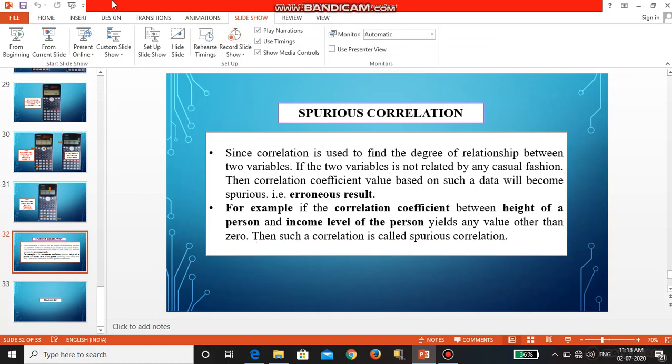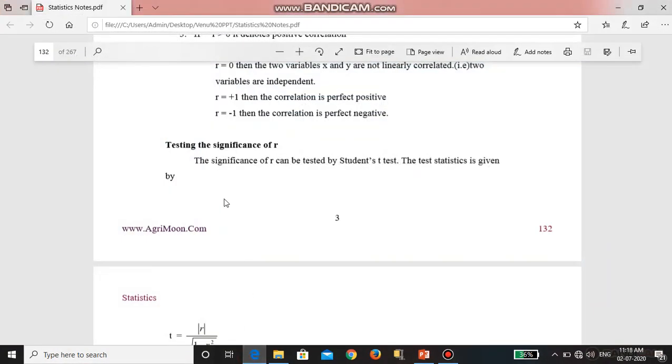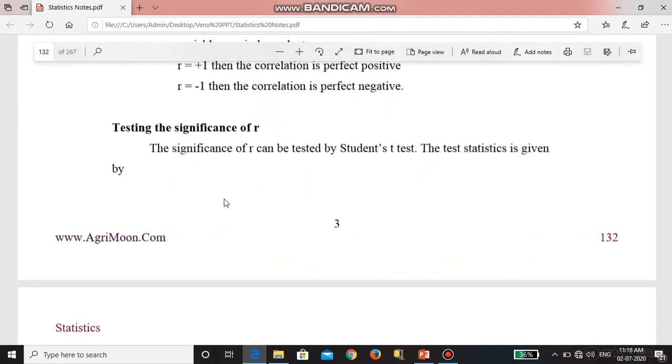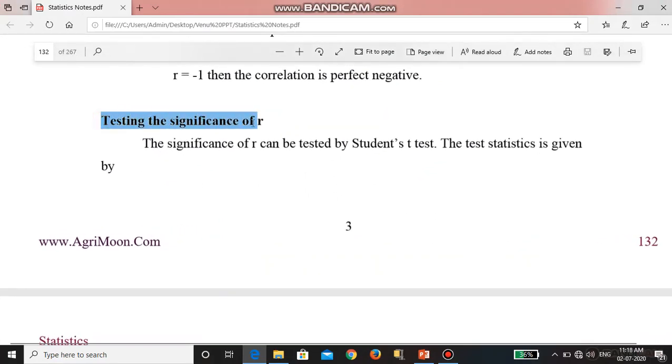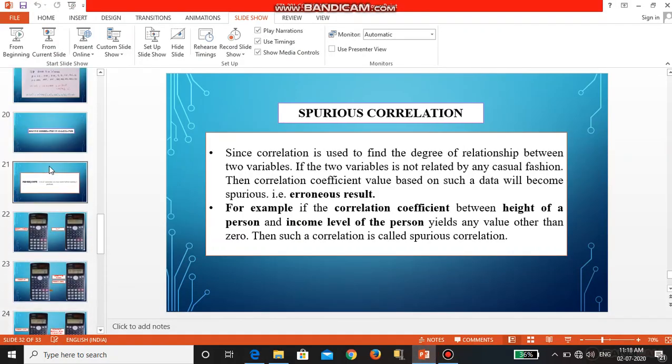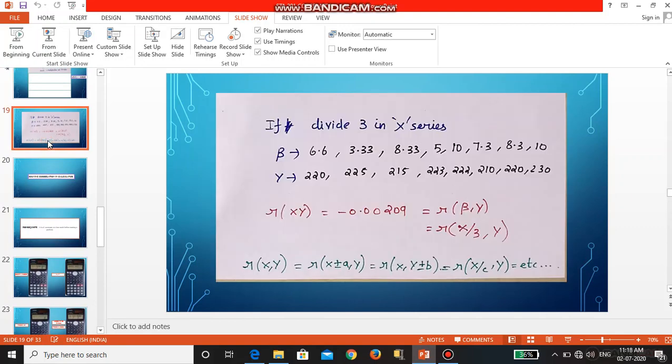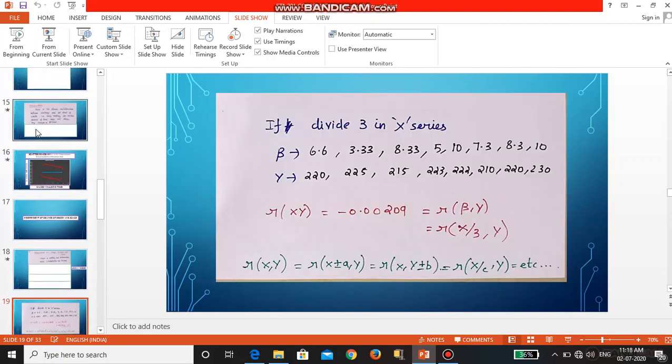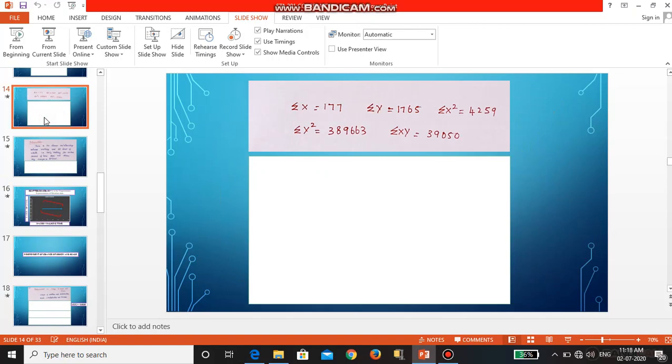Next topic is testing the significance of the correlation coefficient. We found the correlation value, and we want to test whether that value is the true value or not. In this example we found the correlation like this.